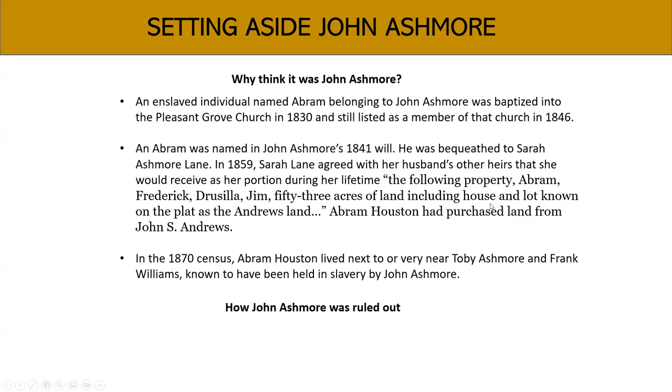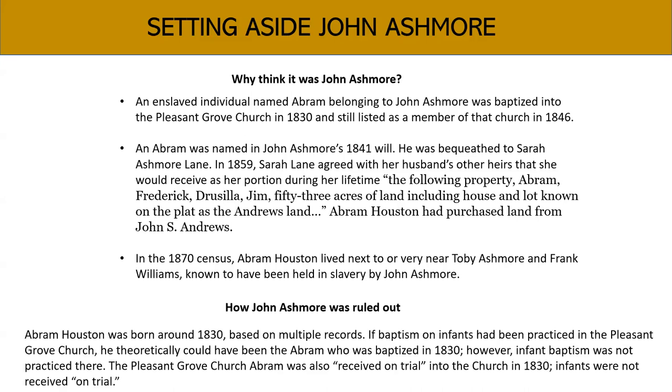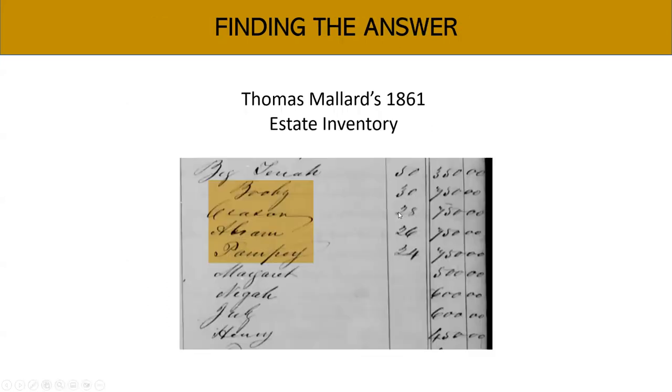So how did I rule him out? One simple thing. He was born around 1830. I have multiple records for that. If baptism of infants had been practiced at the Pleasant Grove Church, he theoretically could have been the Abram baptized in 1830, but they didn't do infant baptism. And he was received on trial membership into the church in 1830, and they didn't do that with infants. So that little fact told me that Abram Houston was not the Abram that I was looking for. But I kept going, hoping to find some more information for his descendants.